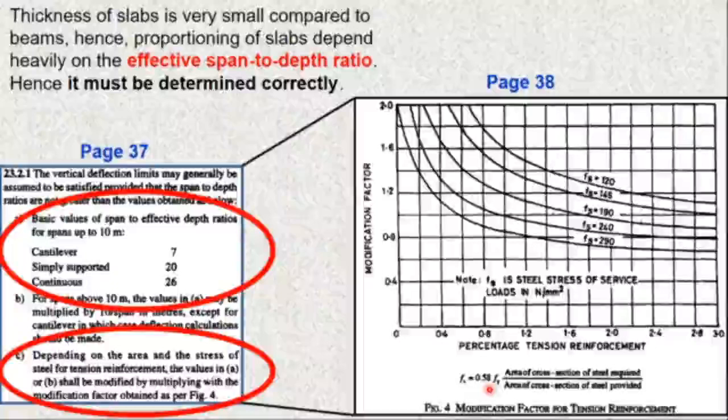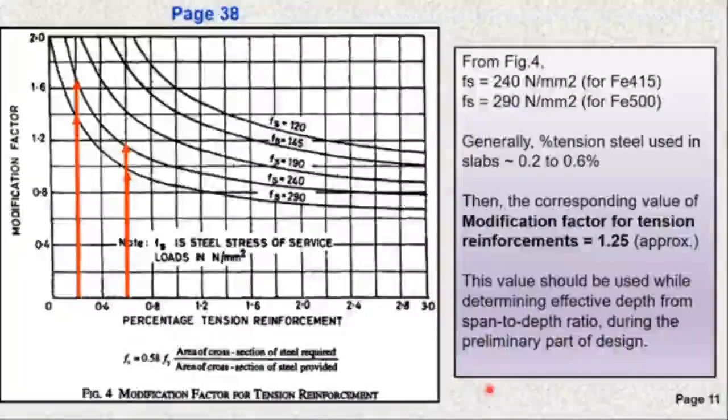So what should you do to get the modification factor at the beginning of design? At the preliminary stage, this is again figure number 4. You see, at the preliminary stage of design, you need to have the modification factor, but you don't know the percentage tension reinforcement. In that case, you can make certain assumptions. And how do you perform it? You see the graphs, there are several curves provided in this graph.